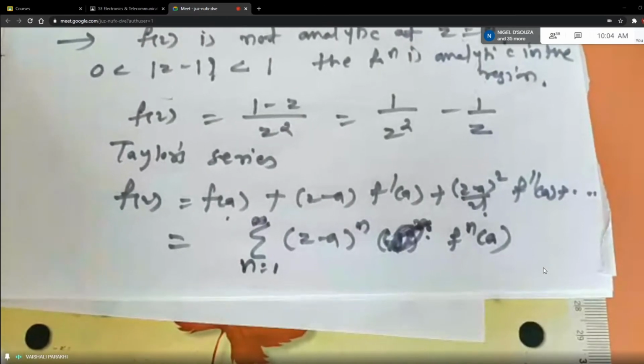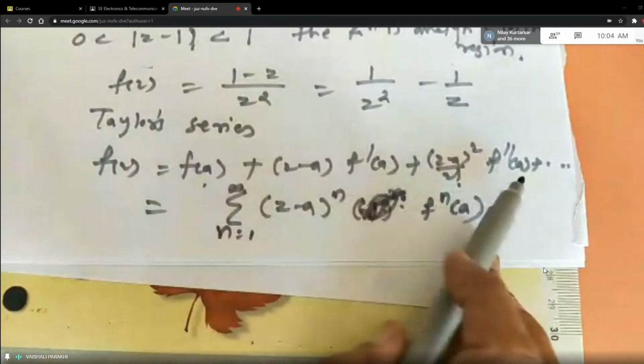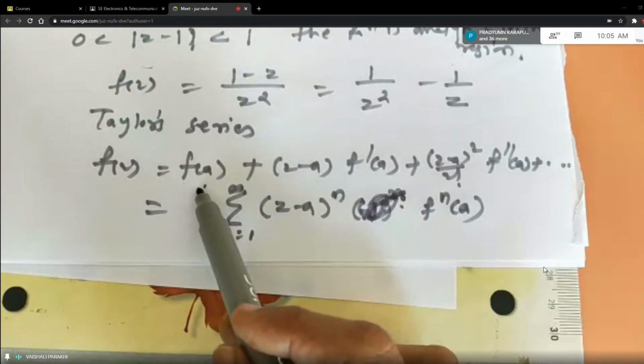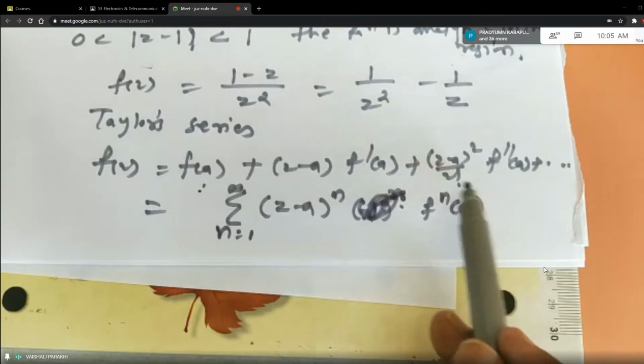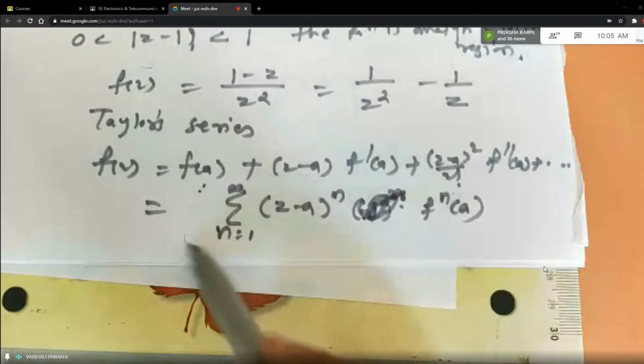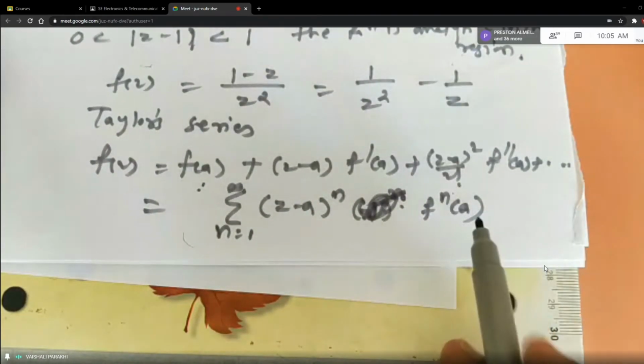Minimum value of n is 1, maximum value of n is infinity. So see, this is the same formula I wrote in the form of a summation. What is the formula? f(a) plus (z minus a) f dash of a plus (z minus a) the whole square by 2 factorial f double dash of a, and so on. So the same formula can be written in a compressed way, that is with the summation.